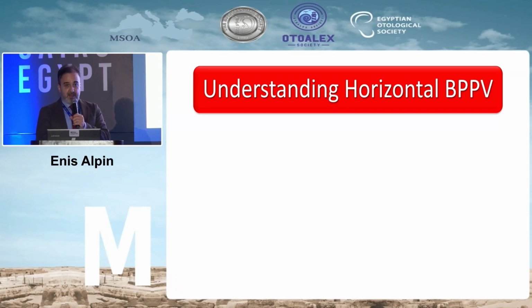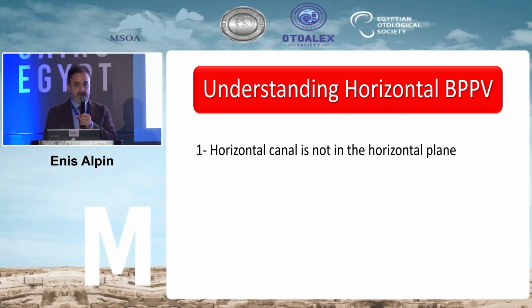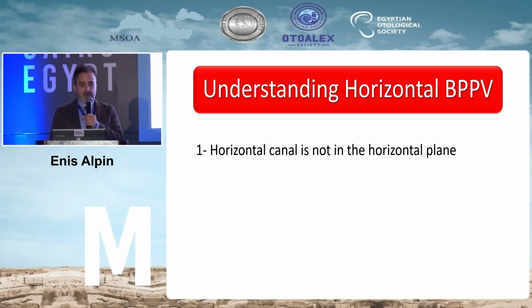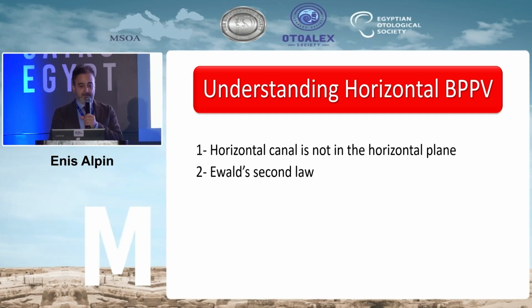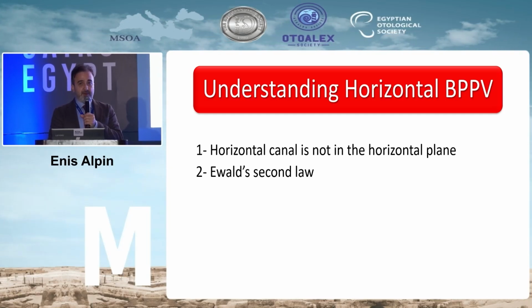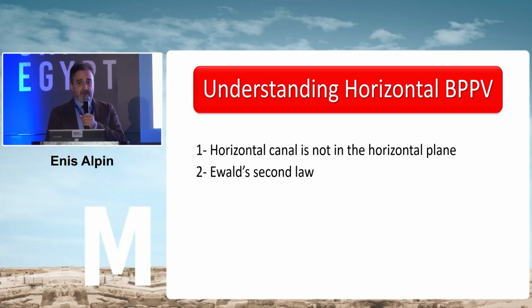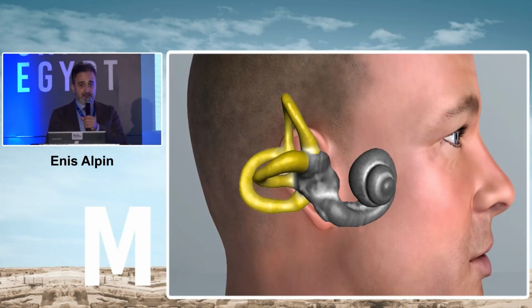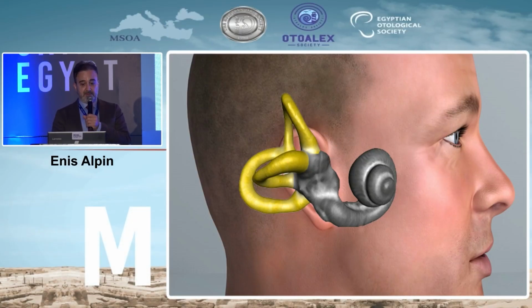In order to understand horizontal BPPV, we shall know those two facts in the first place. The first one is the horizontal canal is not in the horizontal plane. It's inclined 30 degrees upwards, we'll see later, and we shall always remember the second law of Ewald. Let's see the horizontal canal. It makes a 30-degree angle with the Frankfurt horizontal plane, so it's not horizontal.